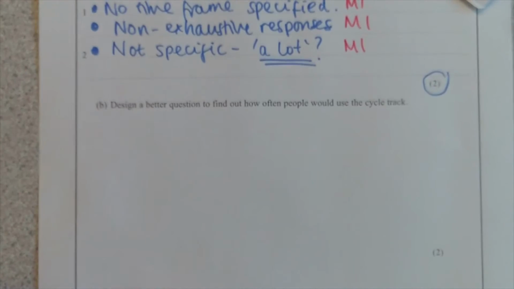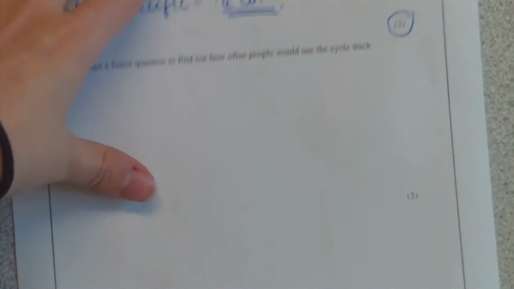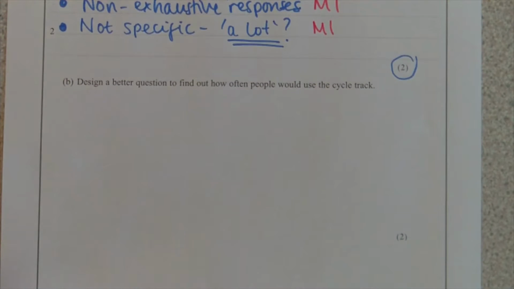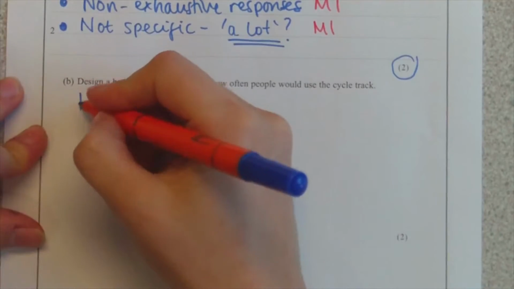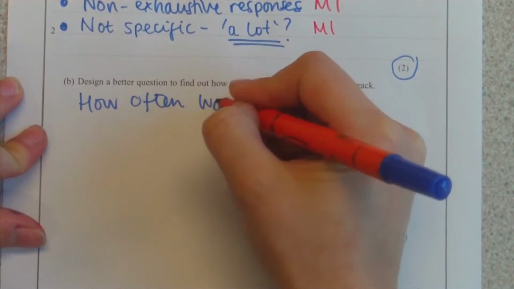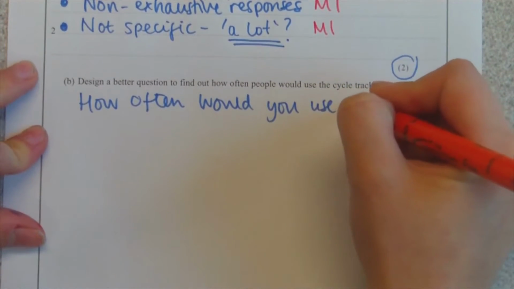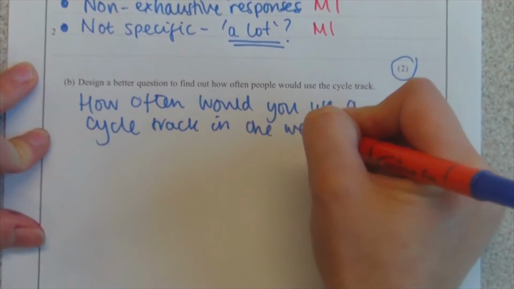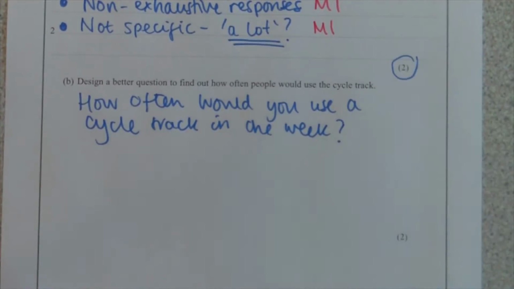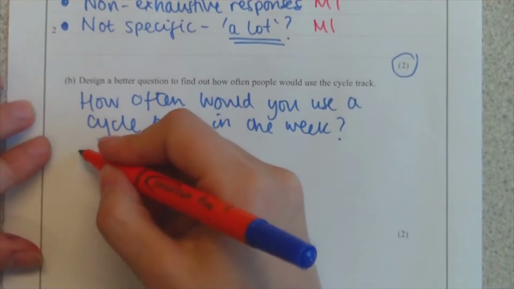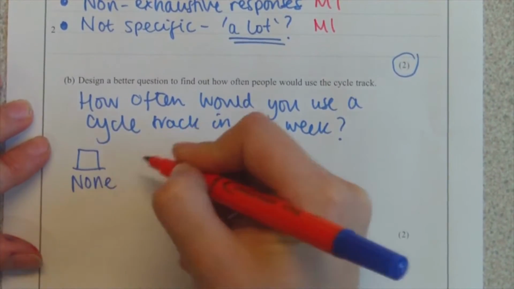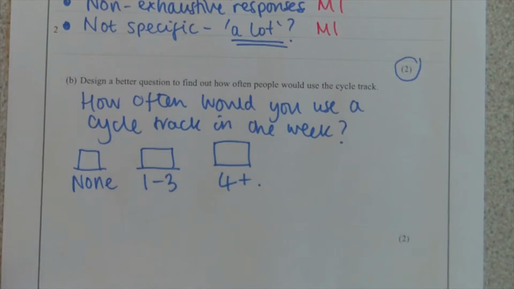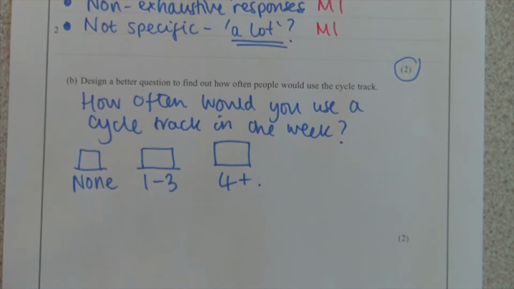We move on to question B. Design a better question. We can use what we've said is bad about question 1 to help us with this question. So I'm going to start by giving a time frame. How often would you use a cycle track in 1 week? And then I'm going to give exhaustive responses. So none, you can say they're not going to use it at all, maybe 1 to 3 times a week, or more than 4. Everyone's covered. However many times you want to use it, you can put a tick in a box.